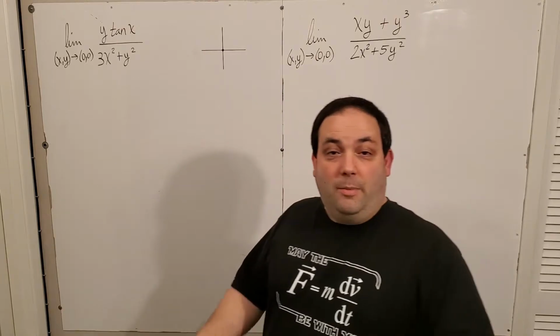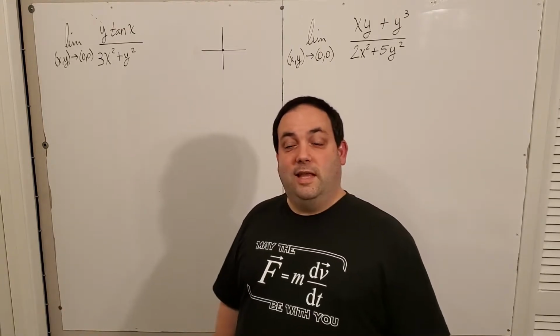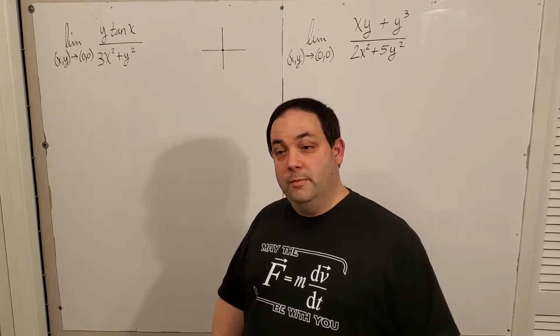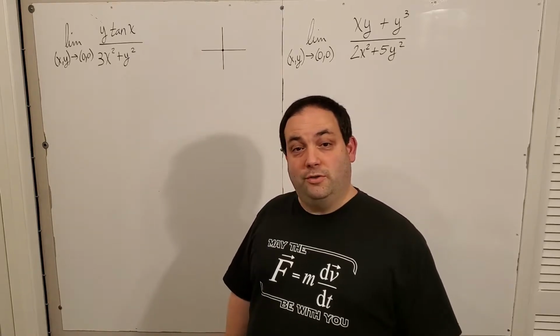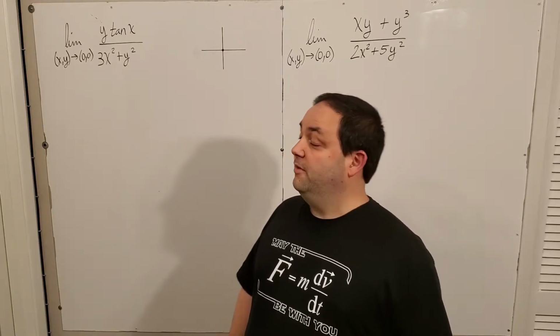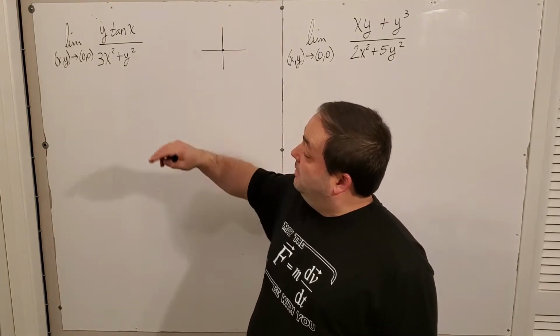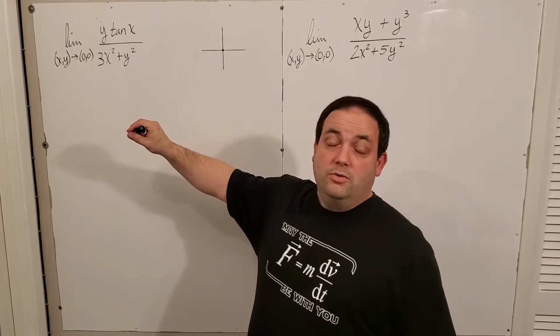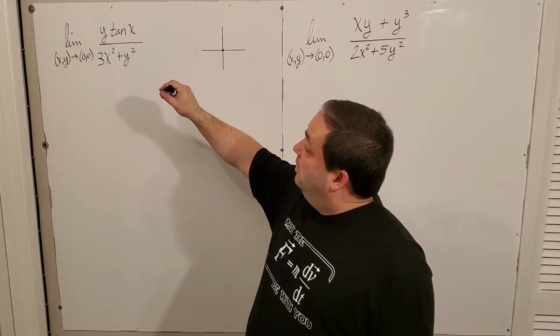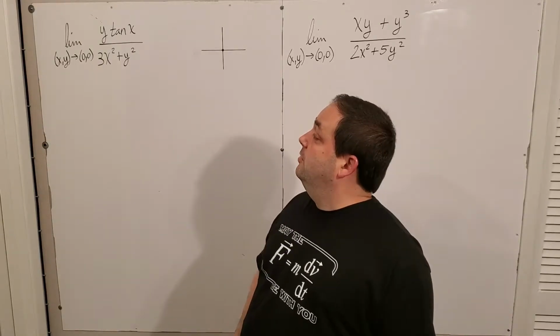These examples, since the limits don't work, it's like you're not getting as much out of the problem. At least you're not putting as much work into them to get that little bit of information. But anyway, I digress. The limit as (x, y) goes to (0, 0) of y times tangent x over 3x squared plus y squared.